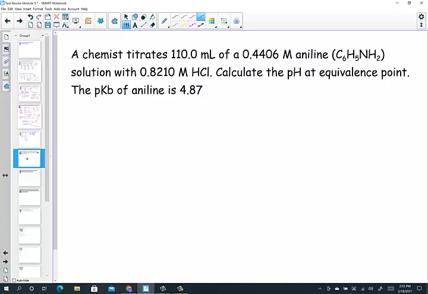I'm going to keep working some titration problems, as those seem to be the biggest stumbling block at this point. I do have some Ksp problems later in the video, so stick with me or fast forward if you'd like to go through some of those.